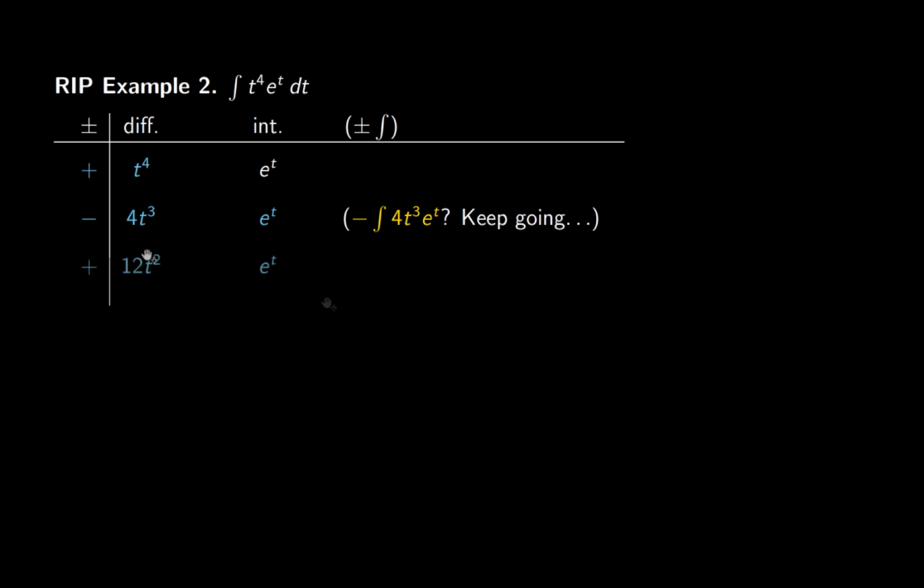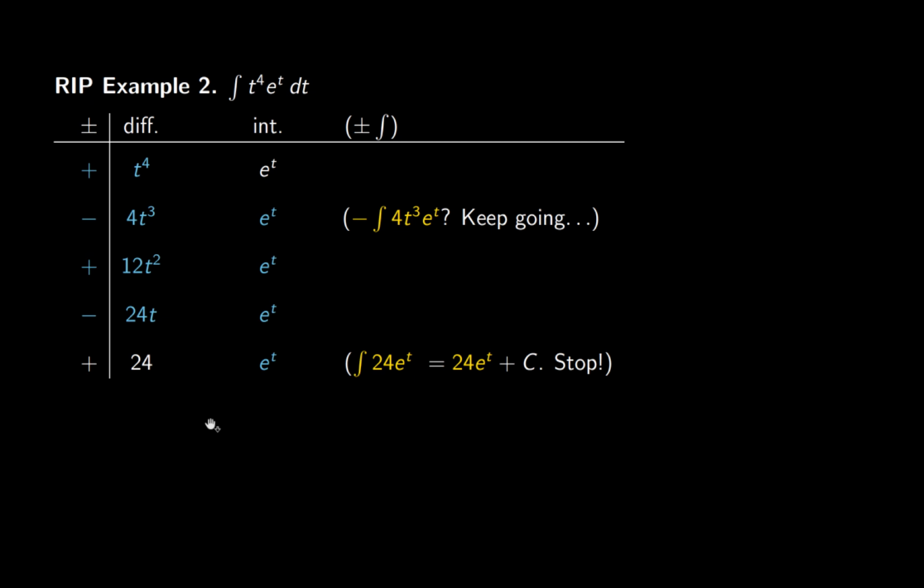So the next row down, we alternate plus minus signs, get a plus sign for a positive 1, 12t squared e to the t, keep going. Alternate to get a negative sign, a negative 1, so 24t e to the t. And finally, I'm going to stop at positive 1 times 24 times e to the t because its integral is something that we can handle. Of course, it's just 24 e to the t plus a constant, so we're done. At least we're done building the table, right?